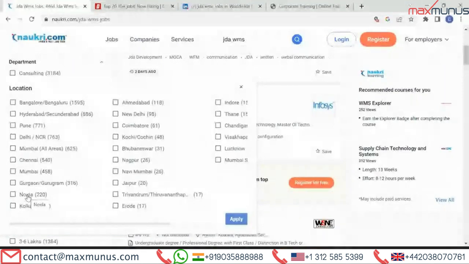Among these, locations are Bangalore being the top. There are 1,595 job opportunities for JDA WMS. Then I can see Hyderabad, where there are 886 job openings and 771 openings in Pune and many other locations available.